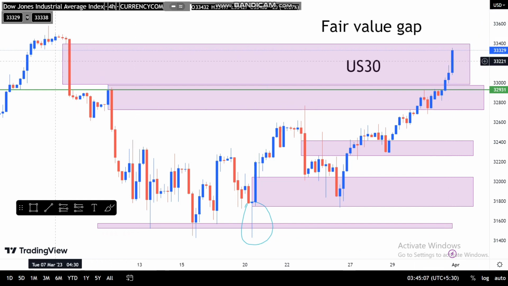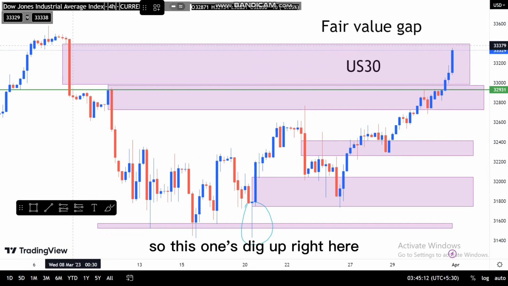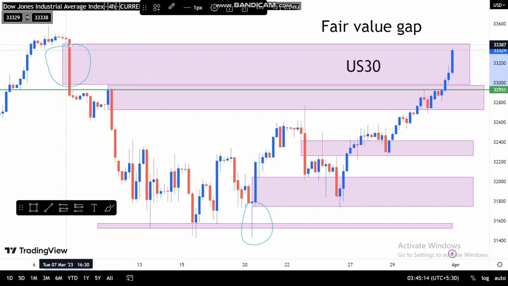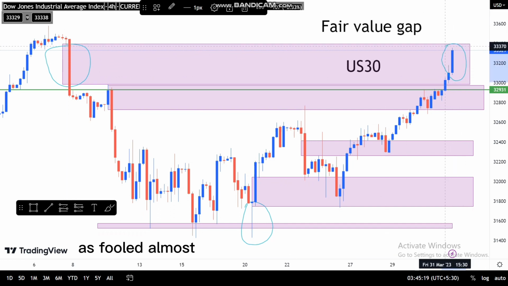So you can see, let me even mark it out for you. You can see, so this was the gap right here. You can see when price has come back here, has filled almost 75% or if not 80% of the market.